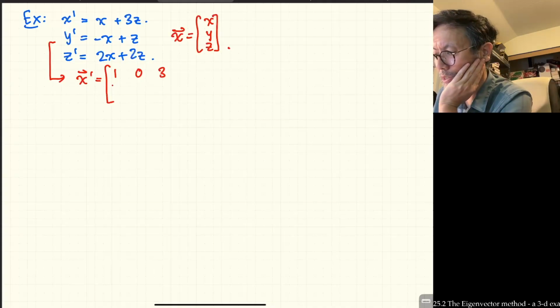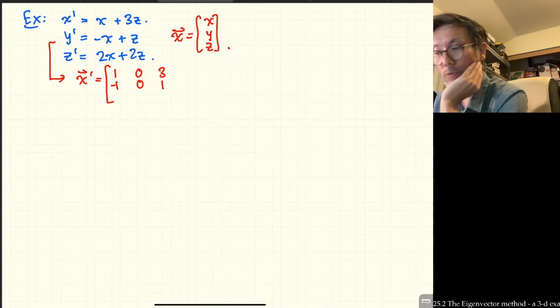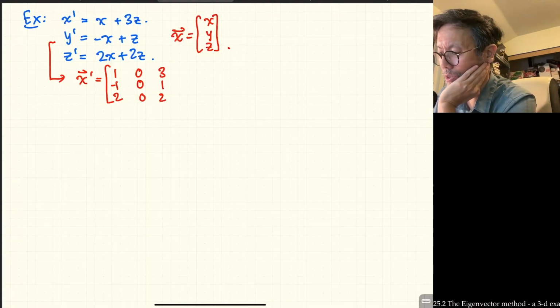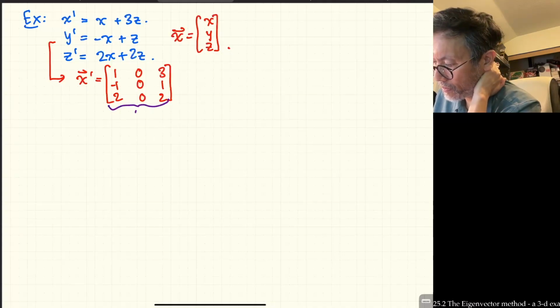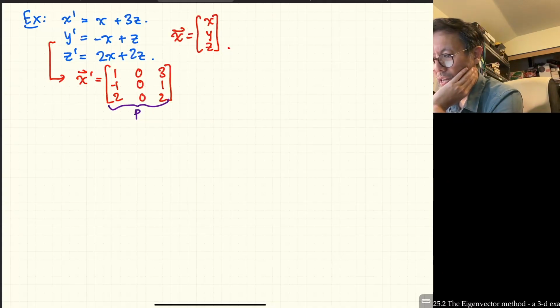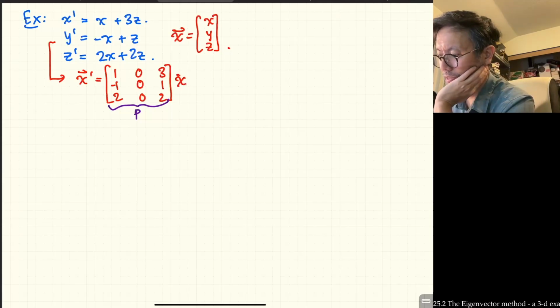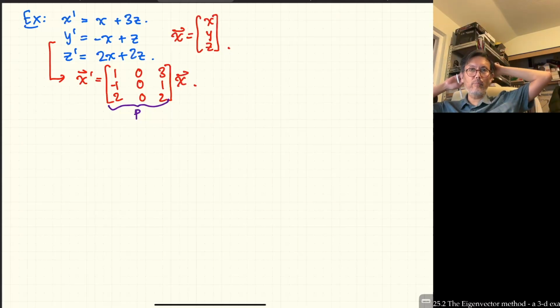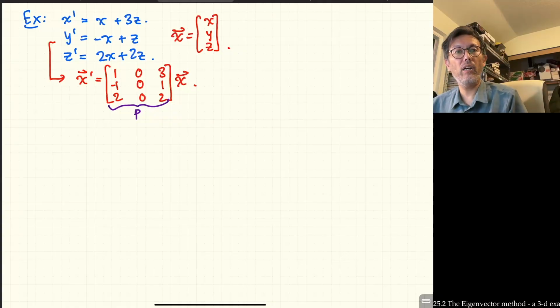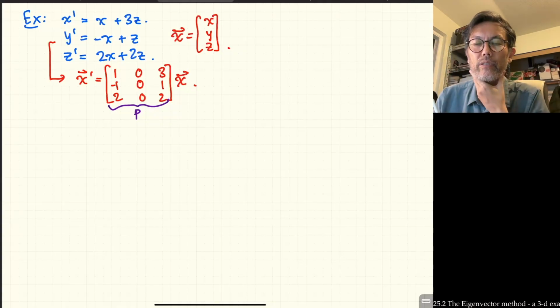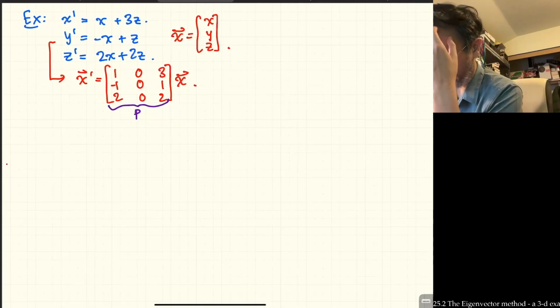For my second row, can you guess? I get negative 1, 0, 1. And for my third row, I'm going to have 2, 0, 2. That's my P. This is what's playing the role of P here. And then finally we have X. This is my system written in matrix notation. And of course, what I need to do is find the eigenvectors of P and associated eigenvalues. So we're going to write down the characteristic polynomial.